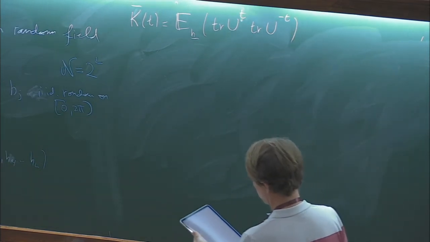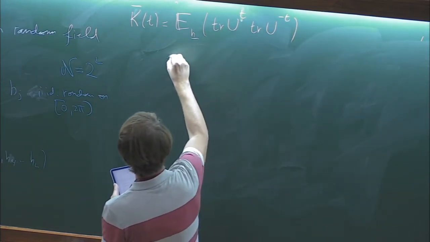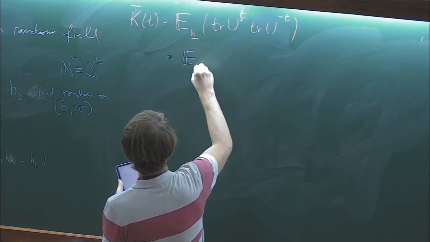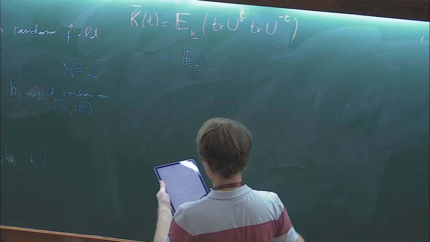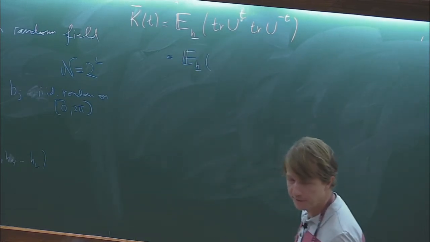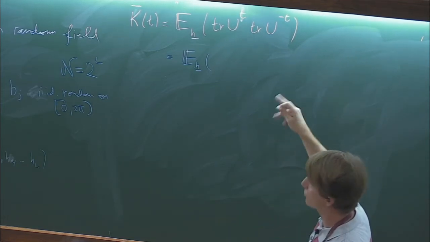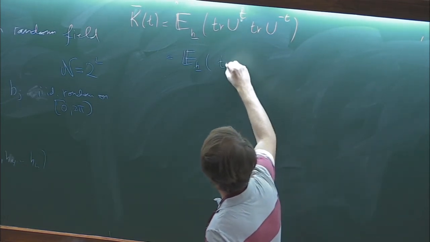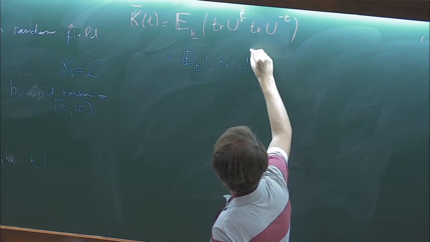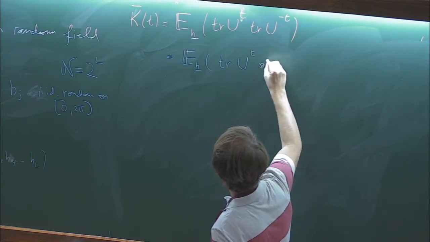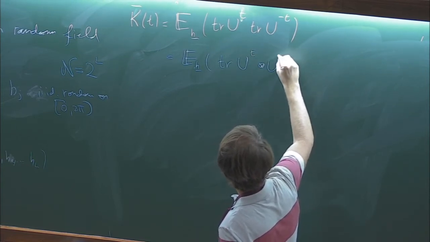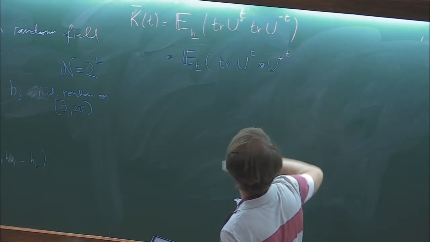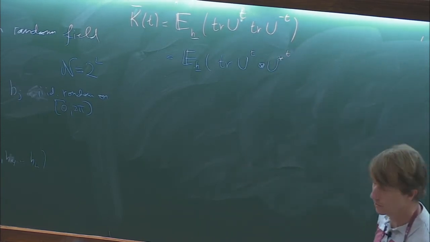Okay, so now this is just pure algebra. It's a few lines of algebra. I define this trace of a product. You can define it as the trace of a tensor product, right? Let's write this as a u star to the power t. By star, I mean now just complex conjugation in Pauli basis.